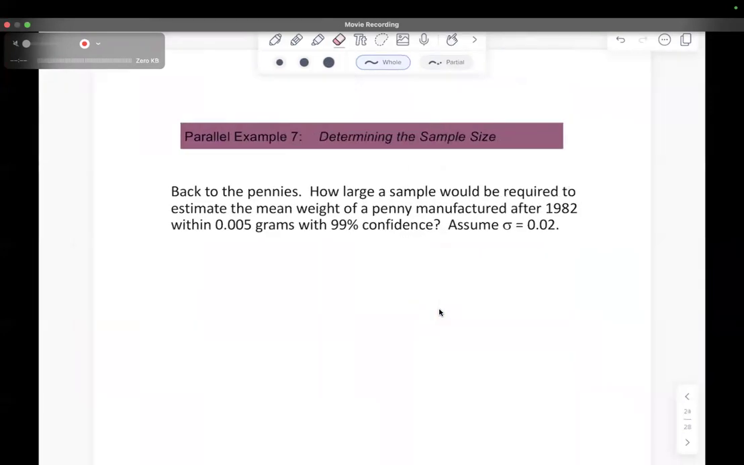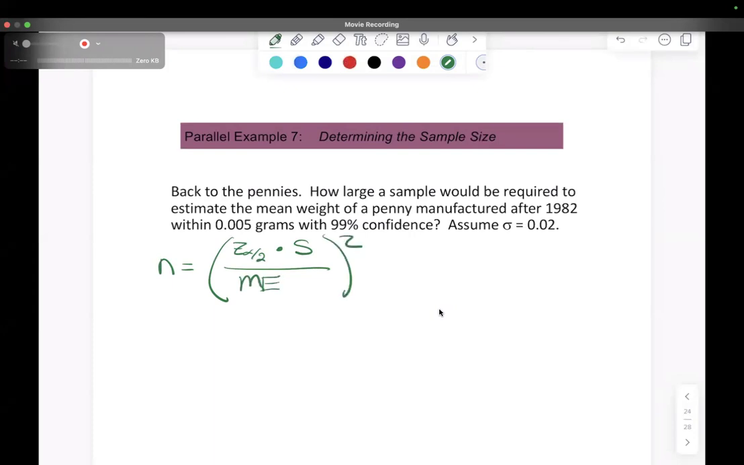So let's actually do an example here. We want to know how large of a sample size is required if we want to estimate the mean weight of a penny manufactured after 1982 within 0.05 grams with 99% confidence. We're assuming that the standard deviation is 0.02. My formula, as you may recall, is N equals Z sub alpha divided by 2 times S divided by the margin of error, I'm going to put the M in there, squared.